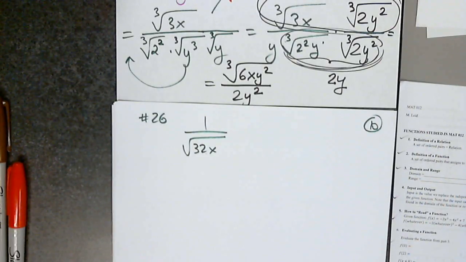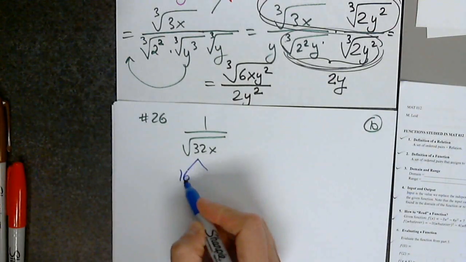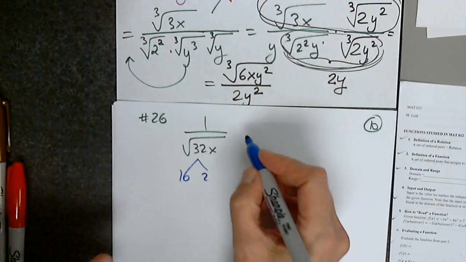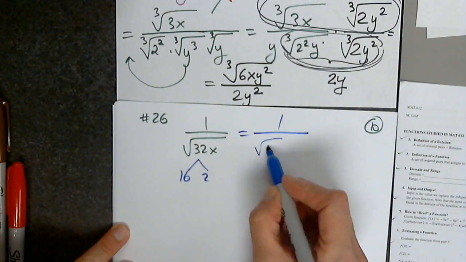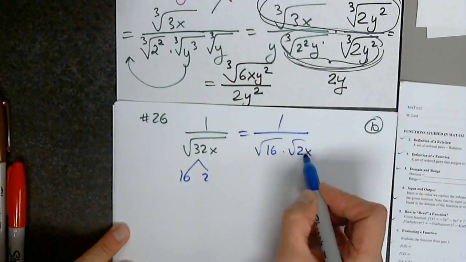I don't recommend you multiply top and bottom by the square root of 32x. I don't recommend that, because then you have to go back and still simplify it. Why not simplify it from the beginning? We know that the square root of 32x is not fully simplified, as it is. How will you split 32? Into, yes, because the index dictates. So this is 1 over the square root of 16, the square root of 2x.